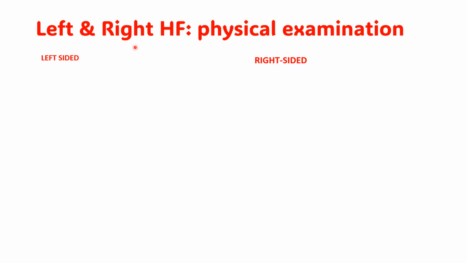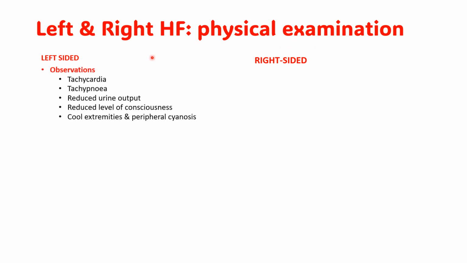So let's talk about left and right heart failure in terms of physical examination. In left-sided heart failure, we have the observations. You can have tachycardia because of the sympathetic response, and tachypnea. We have a reduced urine output and a reduced level of consciousness, and this is typically because the kidneys and the brain are perfused less. We've already mentioned the cool extremities and blue tinge to the skin, the cyanosis, because of the reduced oxygenation of the blood.